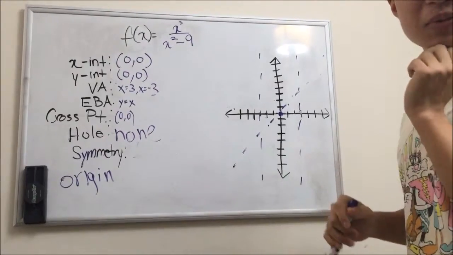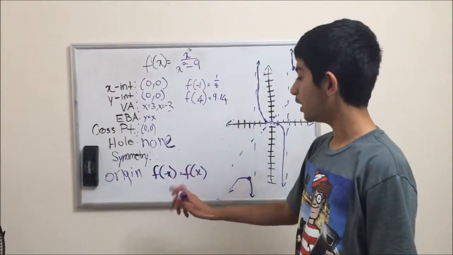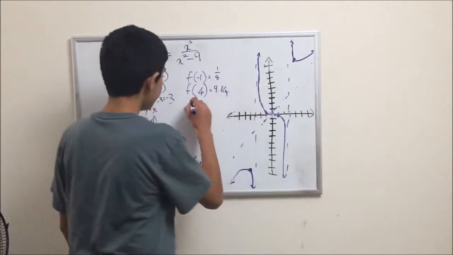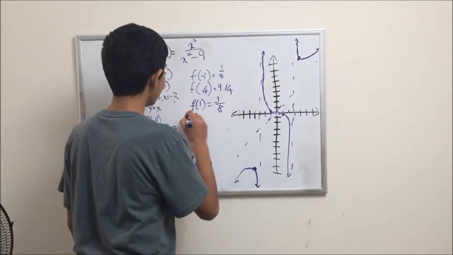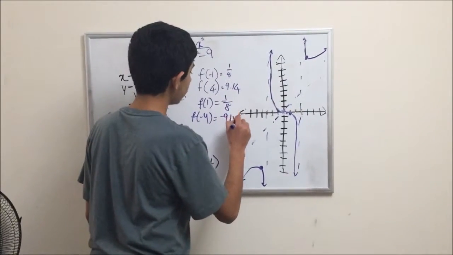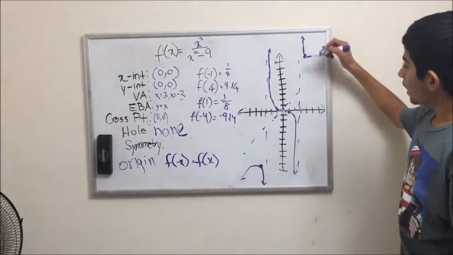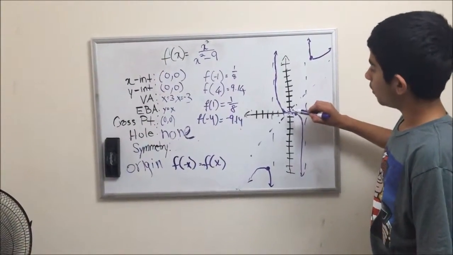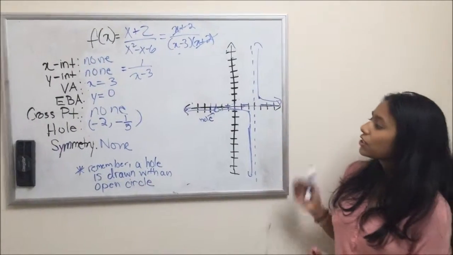Now, time to plug in points. As you can see, we drew a very accurate graph. Because there's origin symmetry, f of negative x equals negative f of x. That means f of 1 equals negative 1/8, and f of negative 4 equals negative 9.14, which are these 2 points. We continued following the asymptotes to continue graphing it, and because the crossing point is 0, 0, we drew that right here. Okay, this is the answer to the problem.